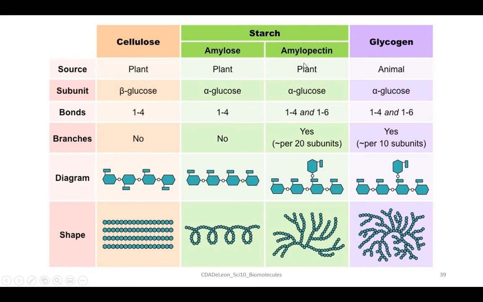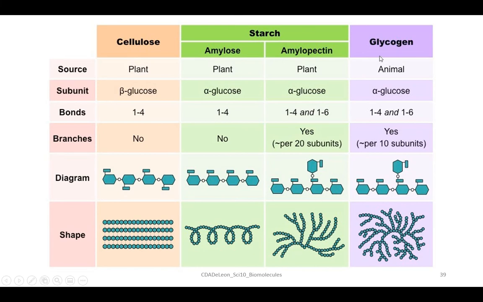While amylopectin is composed again of alpha glucose with 1 to 4 and 1 to 6 bonds. And there's a branching, okay? Approximately 20 subunits. So, in this illustration, there is branching here. No? So, in the bigger picture, this is the appearance of amylopectin.